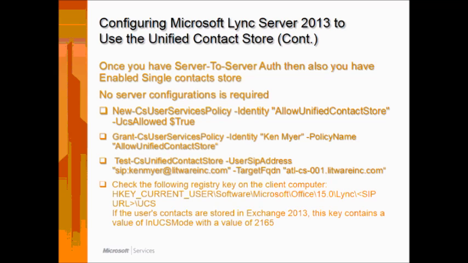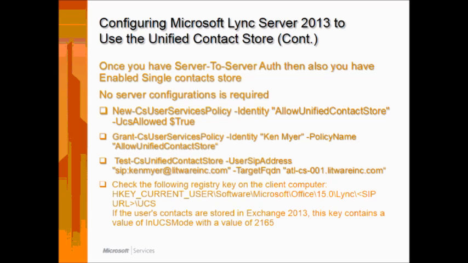So what I'm going to do here first is to create a new CsUserServicesPolicy, and I can name it allow unified contact store, with -UcsAllowed $true. Okay, so this is the first policy I created, to make the UCS allowed. Then I will grant some of my users, or maybe all of my users, this policy. Like Grant-CsUserServicesPolicy, and I can type here a username, and I grant this user the policy, the one I just created a while ago.